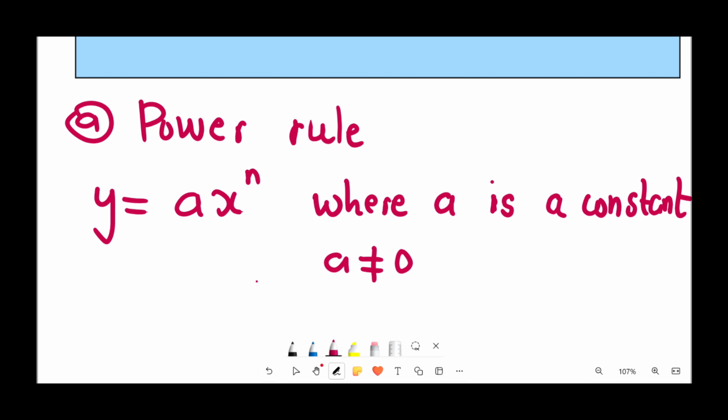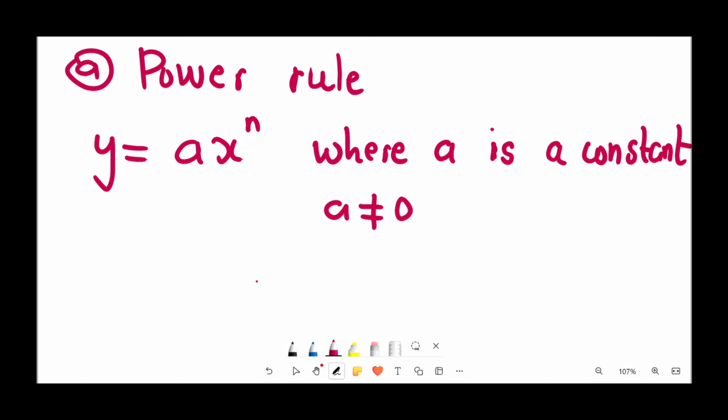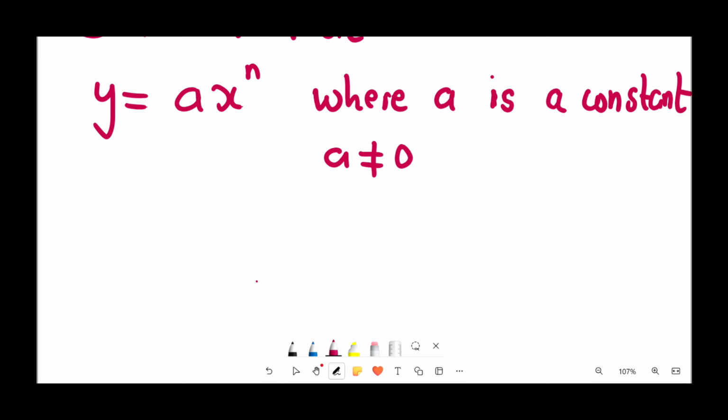All right. So if a is a constant and a is not equal to 0, and you have to differentiate this function, how do you go about it? That's what you are supposed to know. You can differentiate it without using the first principles. It means you have to use the short form or the shortcut.